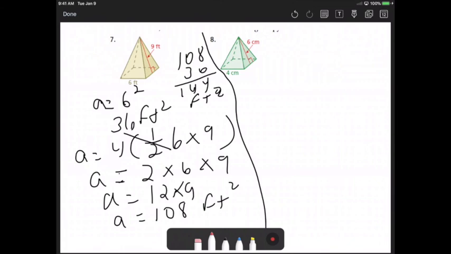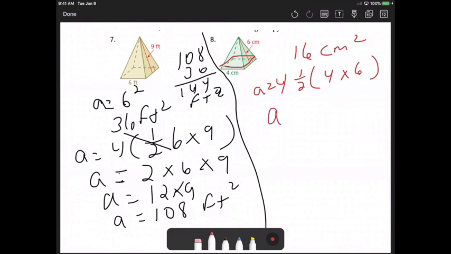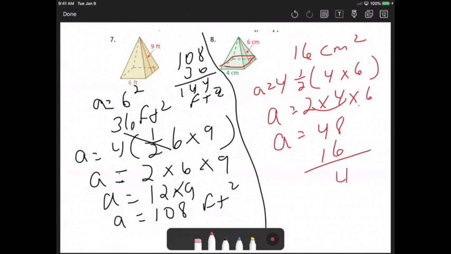Next one. So the square is 4 times 4 is 16 centimeters squared. Then you have 4 triangles times 1/2. Oops, let me erase that. 4 times 1/2 times base, which is 4, times the height, which is 6. So the area equals 2 times 4 times 6. Area equals 8 times 6 is 48. We add the 16 from the square, and I get 64 centimeters squared.